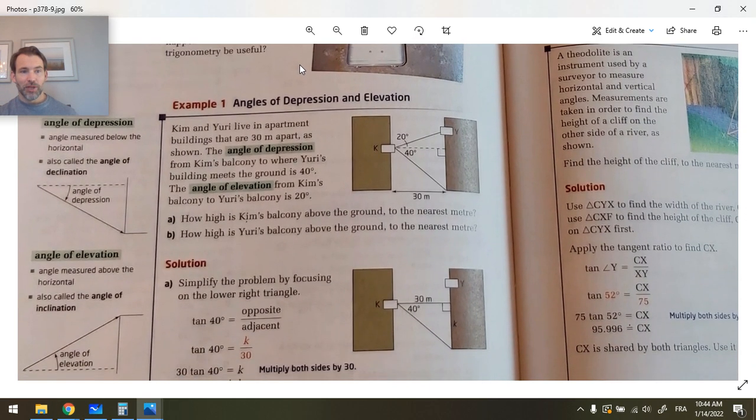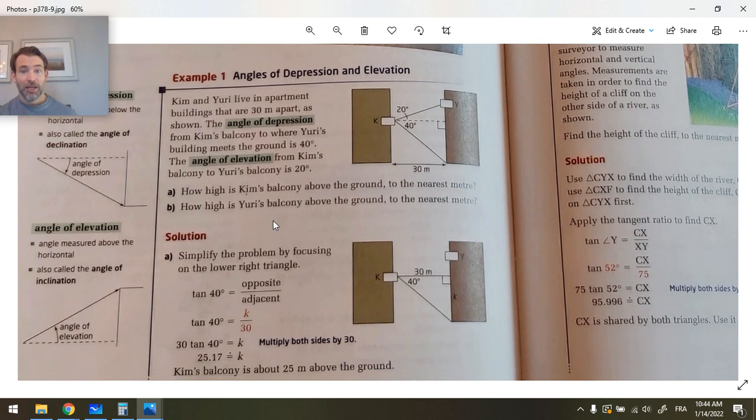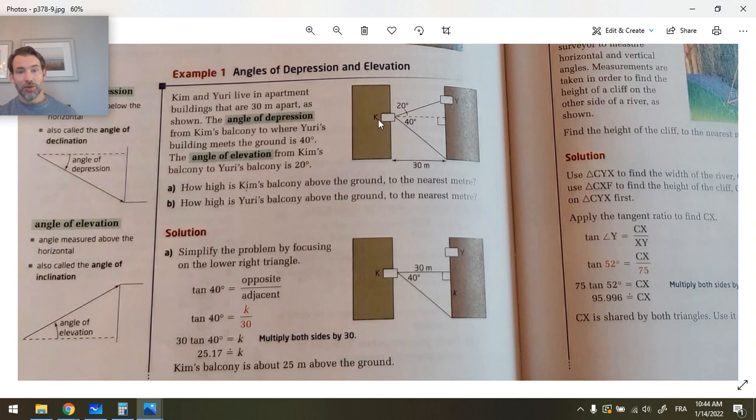So here's one example, and we have these angles of depression and angles of elevation, definitions we've talked about a few times. So here, Kim lives over here and Yuri lives 20 degrees above Kim across the way. So these are two buildings. They face each other across a street that's 30 meters wide. And we want to know how high is Yuri and how high is Kim, given that Kim looks 40 degrees downwards to look at the bottom of the street and 20 degrees upwards to find Yuri's balcony.